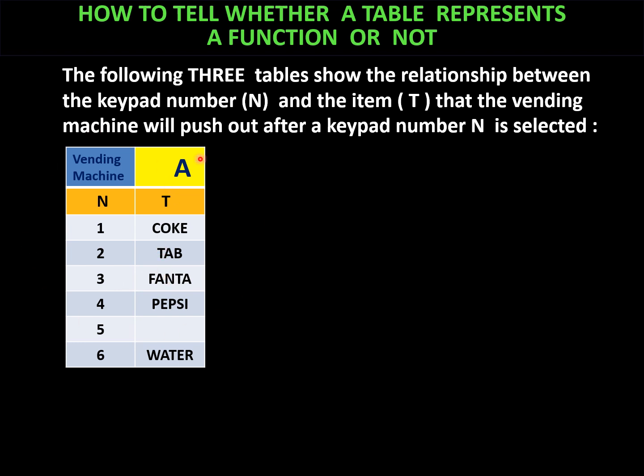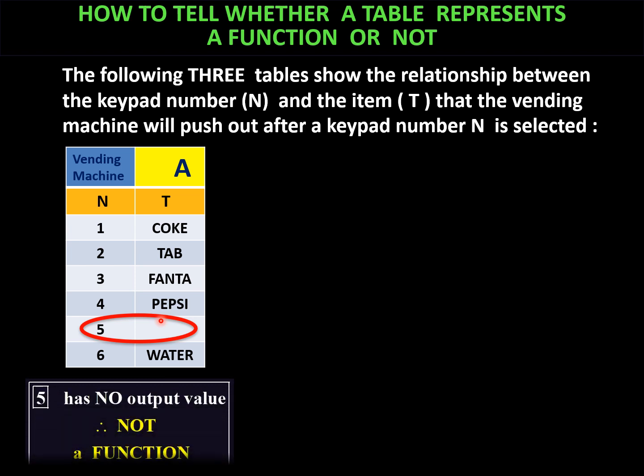So if we look at vending machine number A, let's see whether it is functioning. Each of these inputs gives one output. But if I look at 5, there's no output. And remember, every input must have exactly one output. Therefore, this machine is not functioning. You can see this does not represent a function.